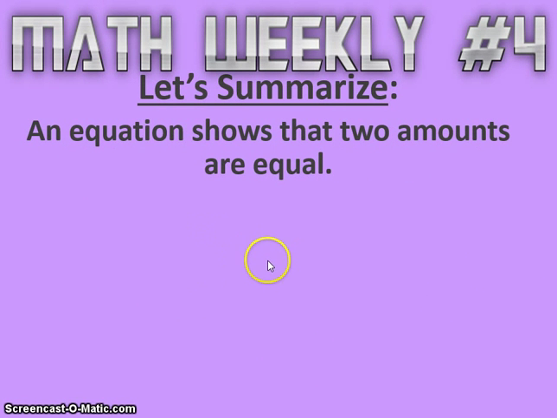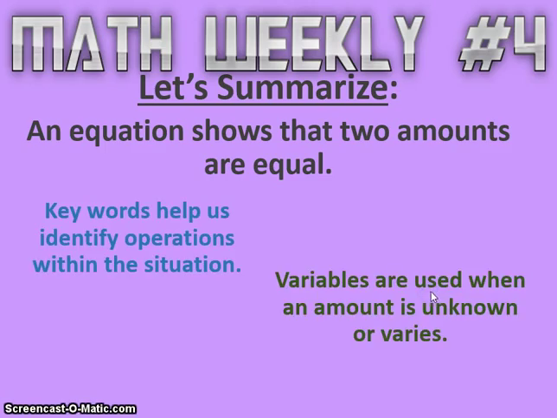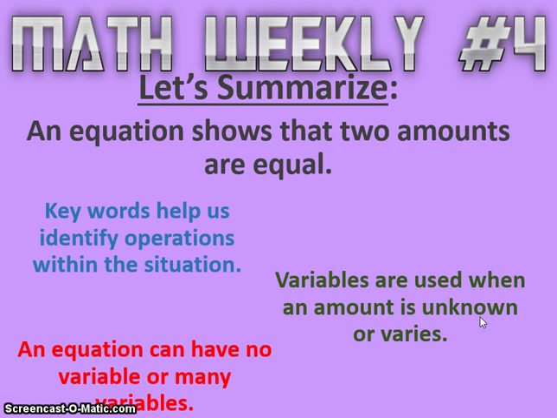So let's summarize what you've learned. An equation shows that two amounts are equal. Keywords help us identify operations within the situation. Variables are used when an amount is unknown or varies. An equation can have no variable or many variables. Some are numeric and some are algebraic.